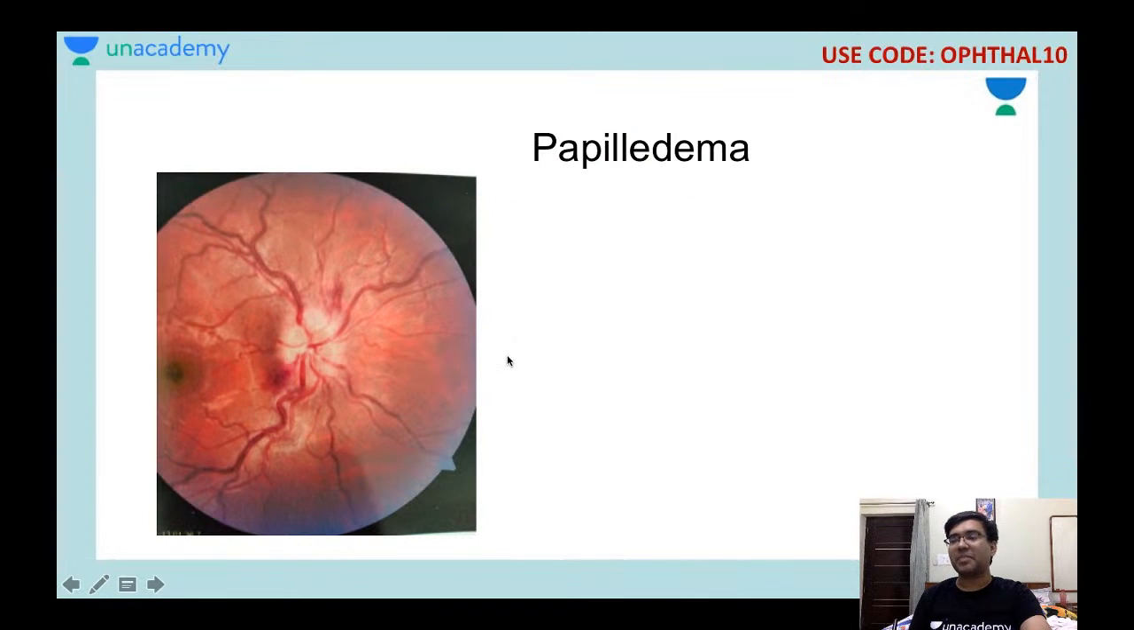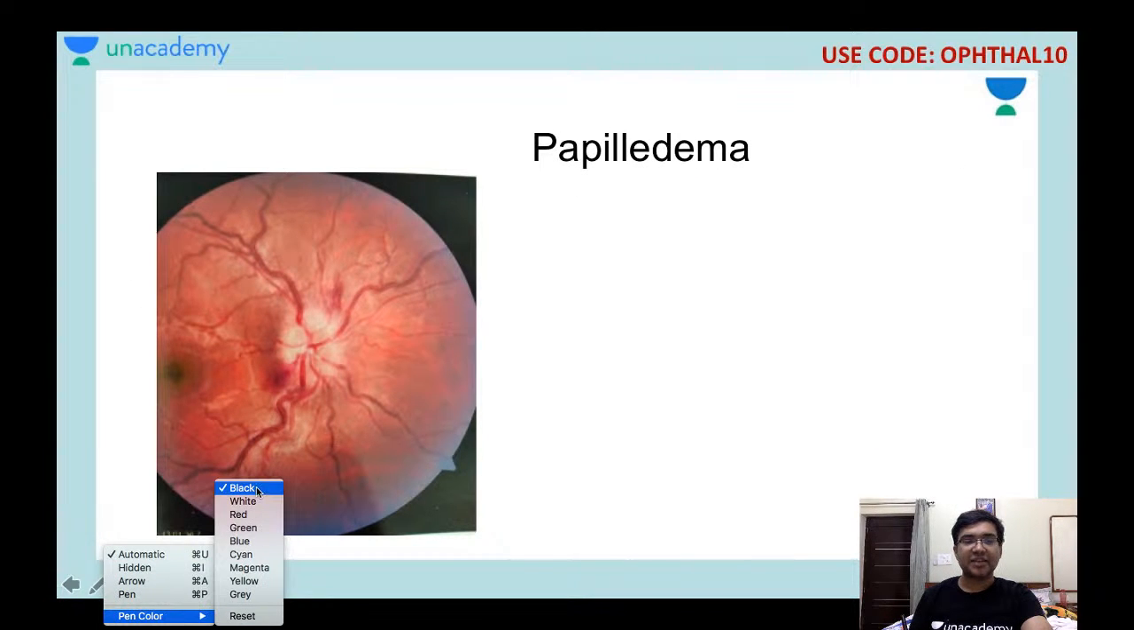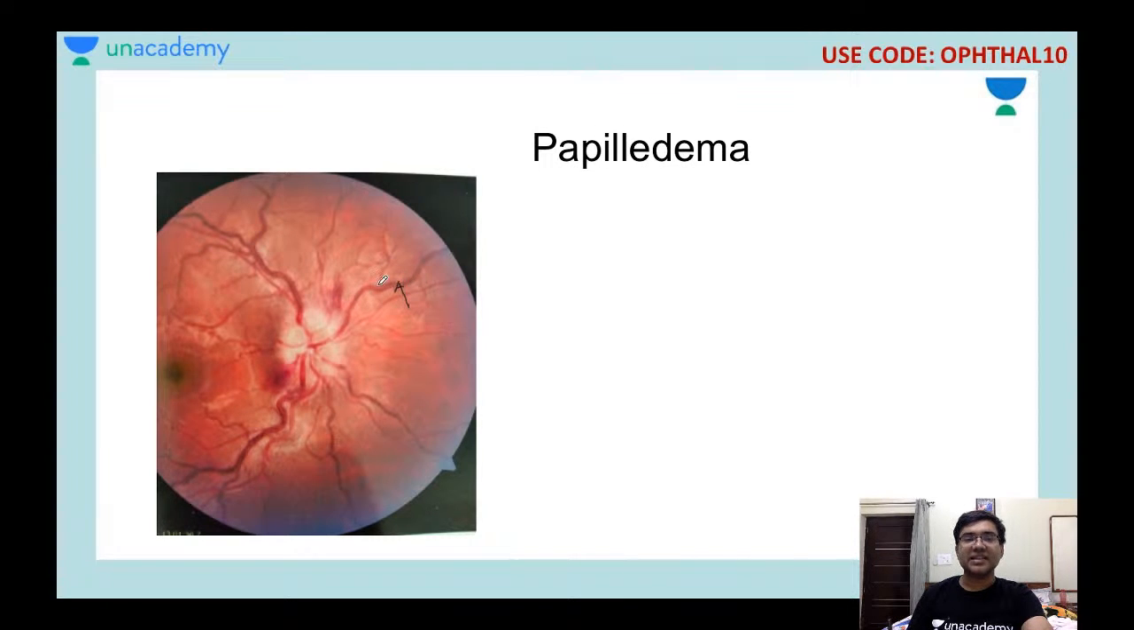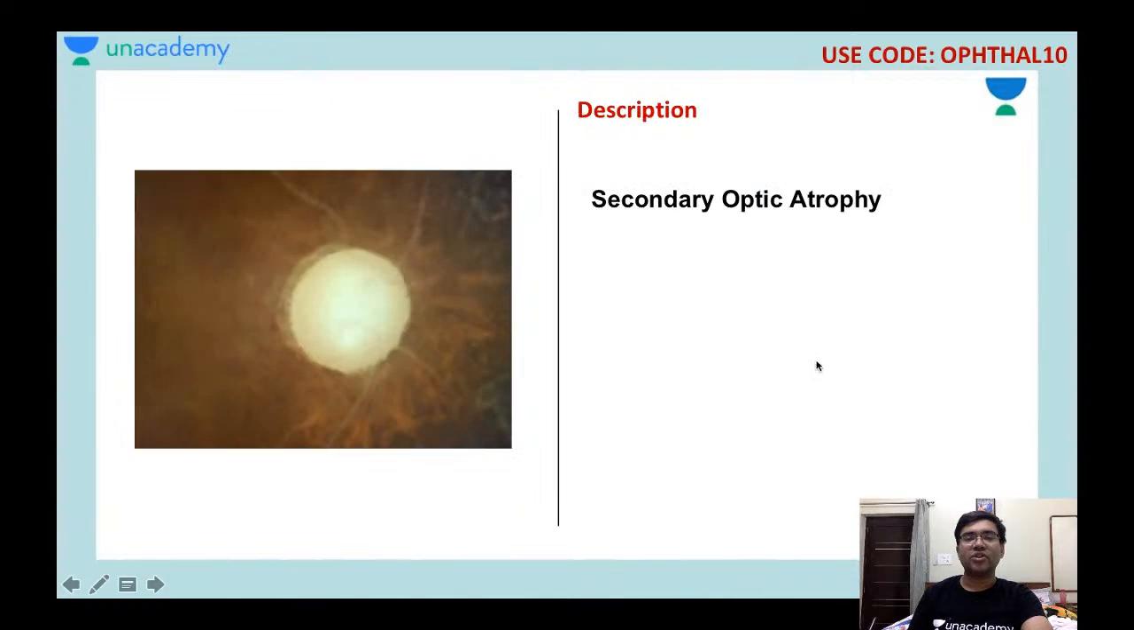Then this picture is a papilledema. Here you can see the blurring of the disc margins, there are hemorrhages also. Then why is it not an optic neuritis and why is it a papilledema? The reason here is that the patient is having a papilledema because you can see the dilation and tortuosity of the blood vessels as well. So very important is in a papilledema you see dilation and tortuosity of the blood vessels as well, which you usually do not get in a patient of optic neuritis.